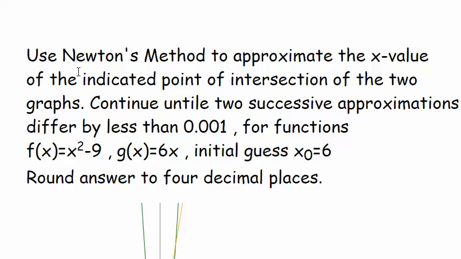Let's read the problem here. Use Newton's method to approximate the x value of the indicated point of intersection of the two graphs. Continue until two successive approximations differ by less than 0.001. That's not less than or equal to, that's less than. For functions, we're going to round to 4 decimal places.